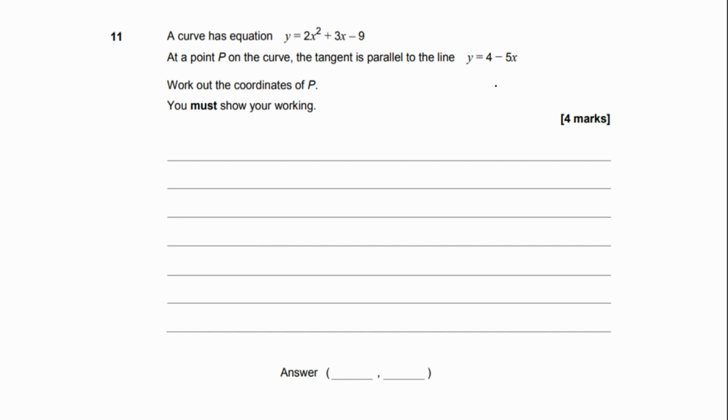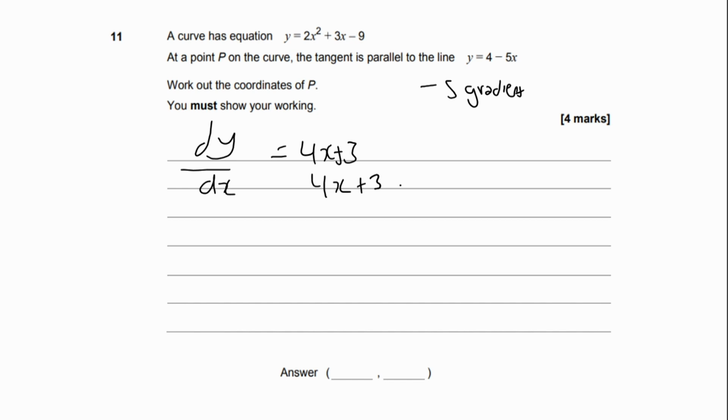Question 11. Now, for this question, we're going to have to use differentiation. So, negative 5 is the gradient here, and we're told that it's parallel, so this must also have some gradient of negative 5. So you're going to have to do dy by dx of this. So dy by dx is going to be 4x plus 3, and since the gradient is negative 5 and it's parallel, that means 4x plus 3 is equal to negative 5.